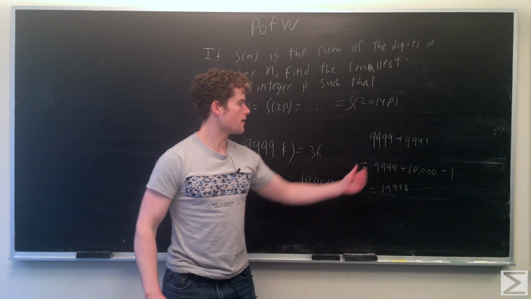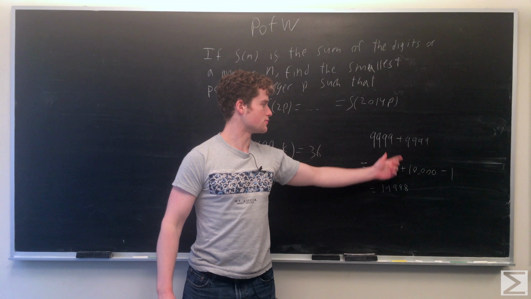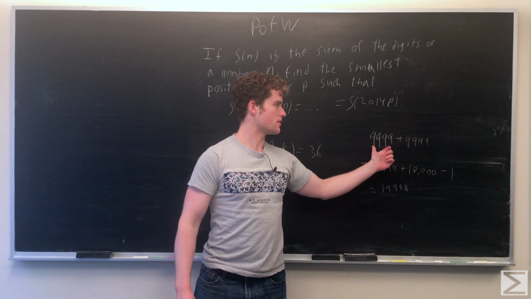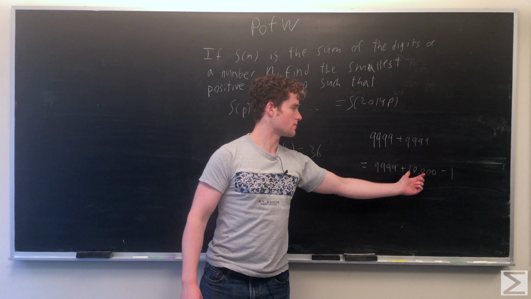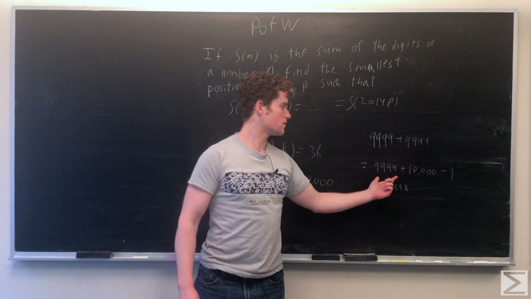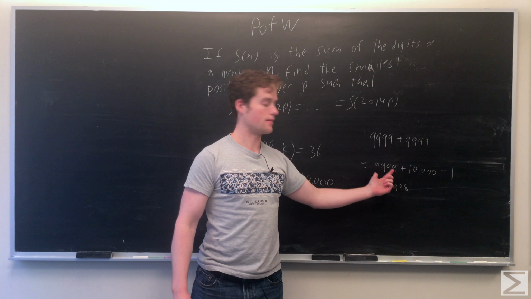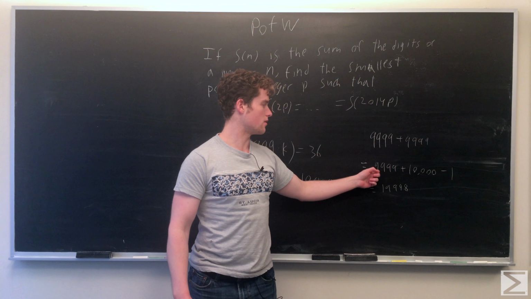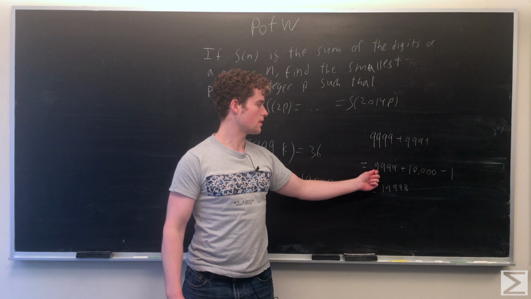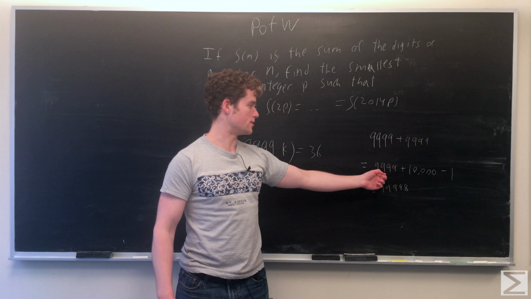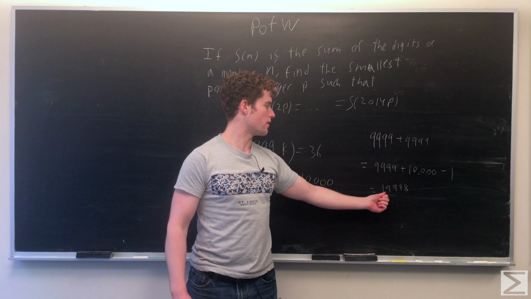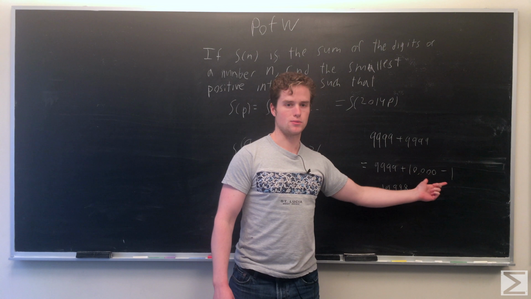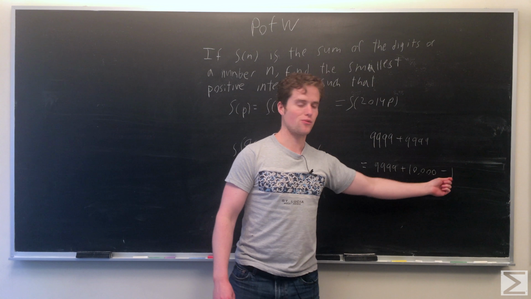So we can note 9,999 is really 10,000 minus 1. So whenever we add 9,999, we're adding 10,000 minus 1. And when we add this to, say, 9,999, we subtract 1 from the first digit. We add 1 to the fifth digit, which would be 0 in front of here. We got 19998.